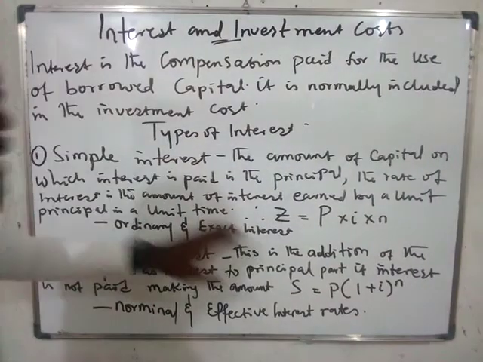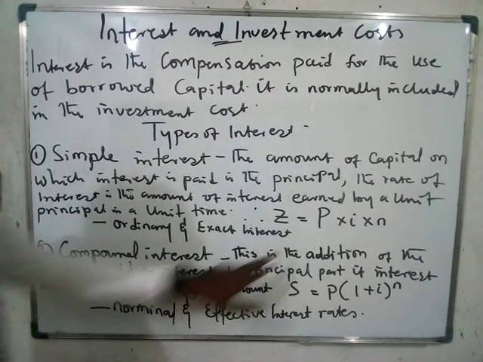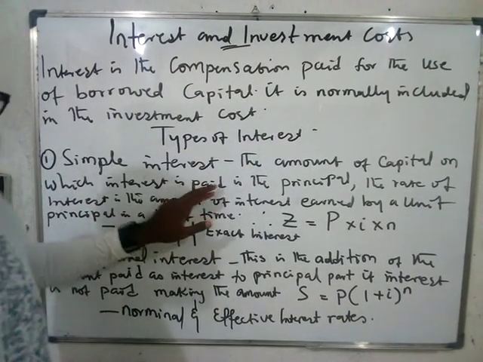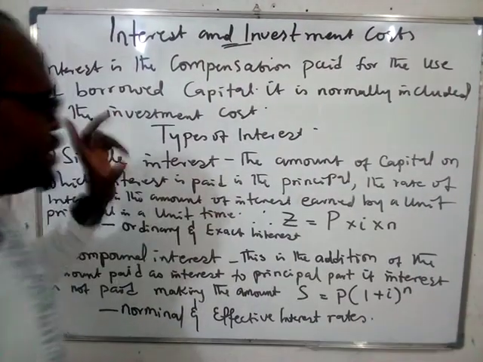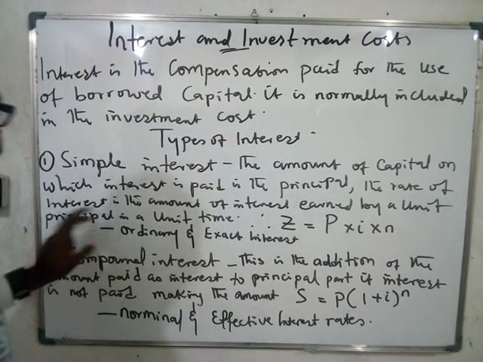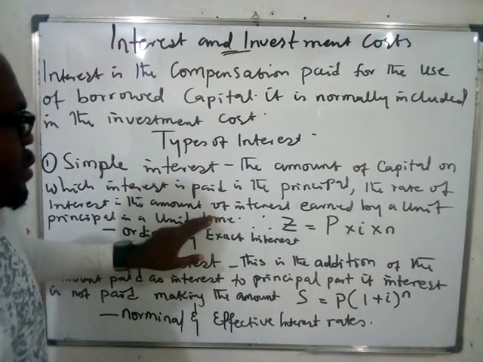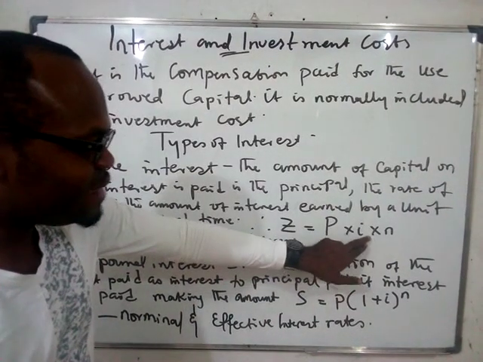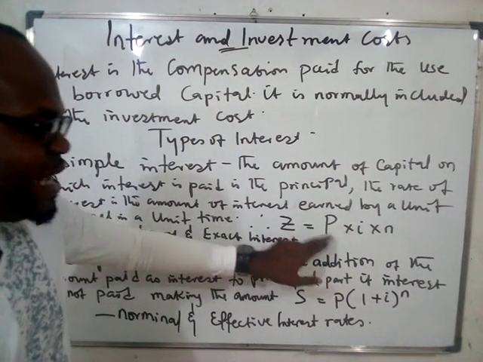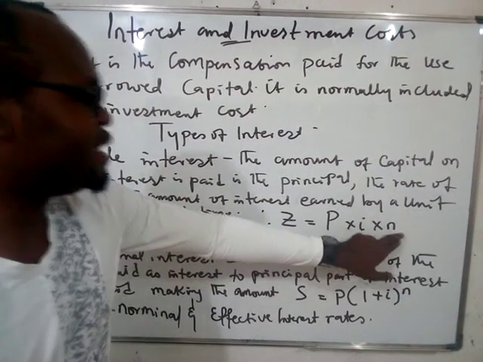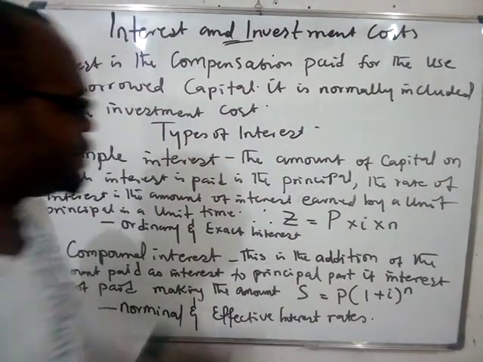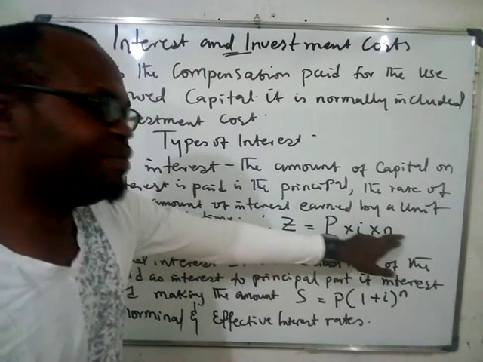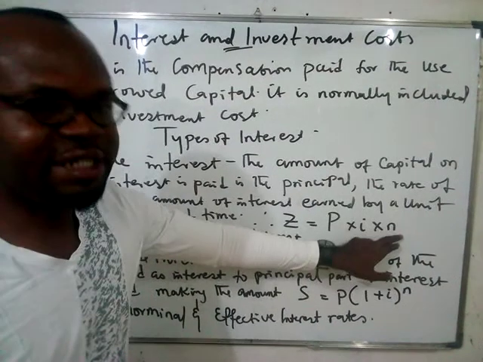So now let's look at how to calculate simple interest. The principal is the amount of capital on which interest is paid. That initial amount that you borrow, we call it principal. Now, the rate of interest is the amount of interest earned by a unit principal. So, rate is simply the amount of interest earned by just one unit of the principal, and N is the number of years that you are looking at. So, simple interest is simply principal times interest rate times the period, normally in years.